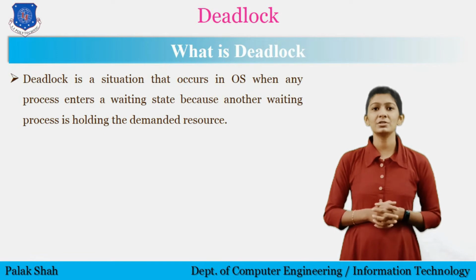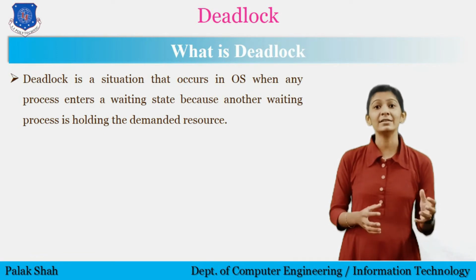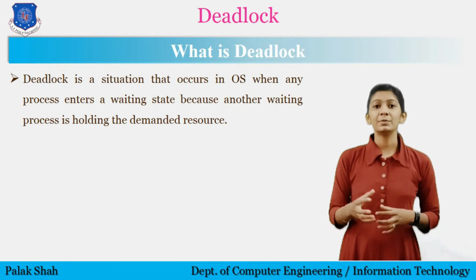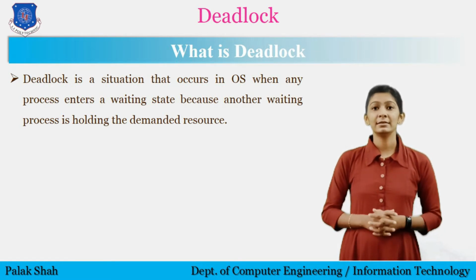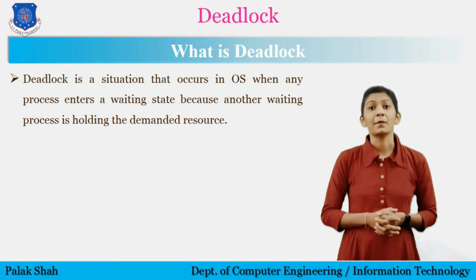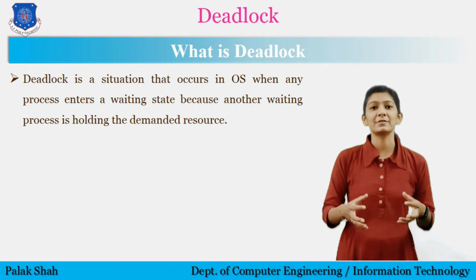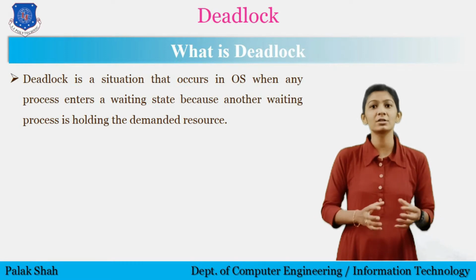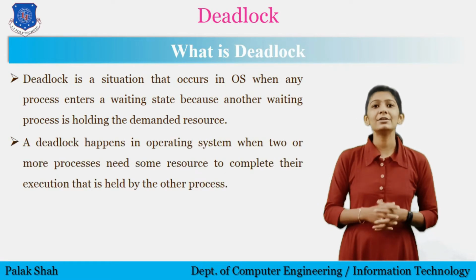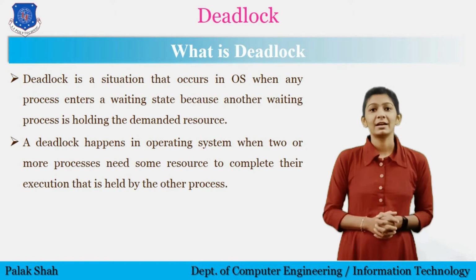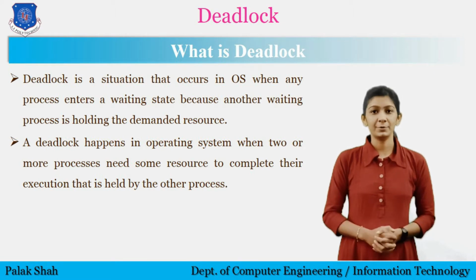Deadlock is a situation that occurs in an operating system when a process enters a waiting state because another waiting process is holding the demanded resources. Deadlock is a common problem in multiprocessing, where several processes share a specific type of mutually exclusive resource known as a soft lock. A deadlock happens in an operating system when two or more processes need some resources to complete their execution that are held by the other process.